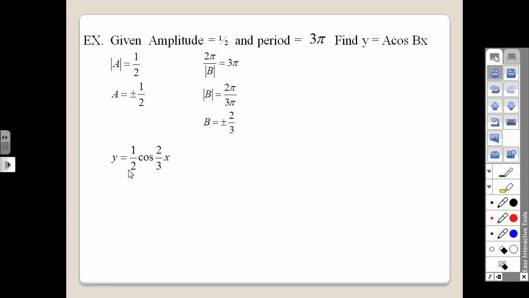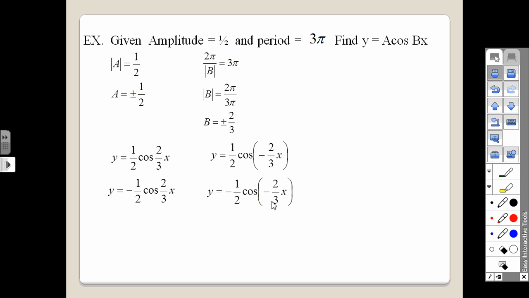So the first one would be when they're both positive. Next one would be, say, when we make the a negative, but we keep b positive. Third option would be if a is positive and b is negative. And then the last option would be if they're both negative. And notice that I had to put parentheses around this because we are taking a negative and we don't want it to look like we're taking cosine and subtracting the 2/3 x. It's the cosine of this entire angle.